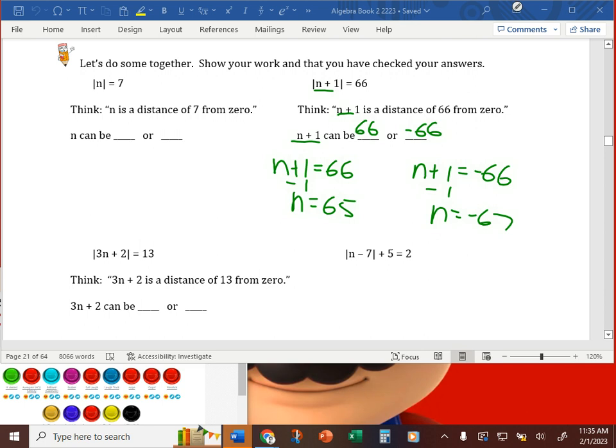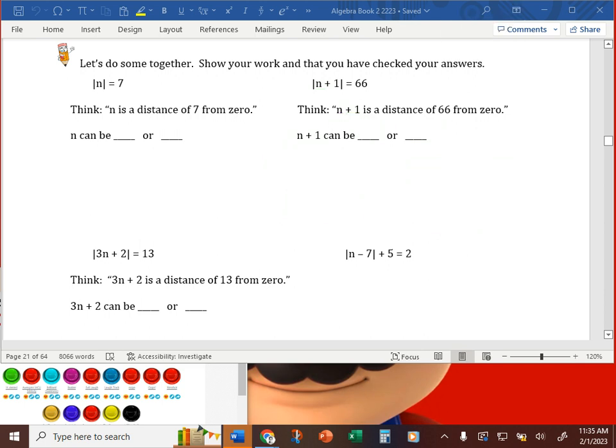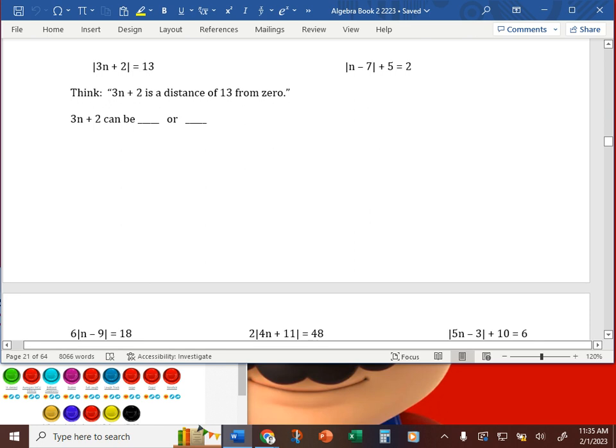Excellent. Okay. The bottom right one, the one we did not do yet, the absolute value of n minus 7 plus 5 equals 2. Now, this has some stuff inside the bars and some stuff outside the bars. Inside the bars, we're subtracting 7. Then we're adding 5. Now, remember our goal up at the top of the page? What does it say the goal is? Isolate the absolute value bars. So that plus 5, which is outside of the bars, is a problem. How are we going to deal with that? Just have a guess.